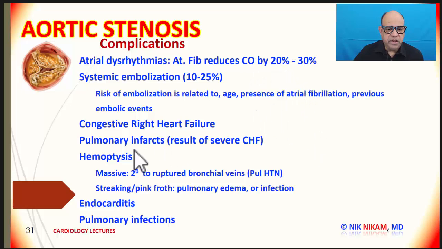atrial fibrillation. Pulmonary infarcts can also result because of severe heart failure. Hemoptysis secondary to ruptured bronchial veins or related to pulmonary edema may be seen in patients with aortic stenosis, which simply signifies the degree of stenosis and the complications related to heart failure. Endocarditis is again a complication which is seen more frequently in patients with deformed aortic valve, namely bicuspid aortic valve, and pulmonary infections are common due to the presence of heart failure in these patients.